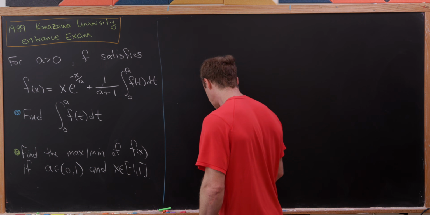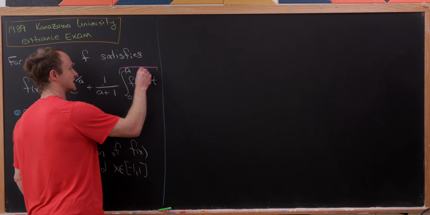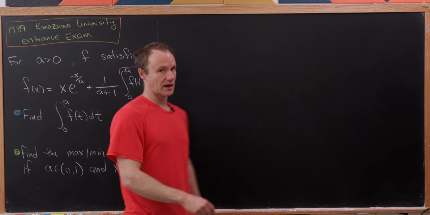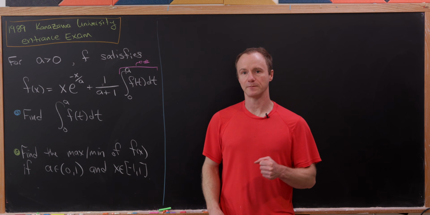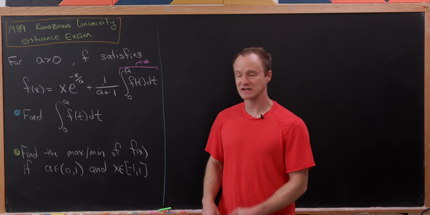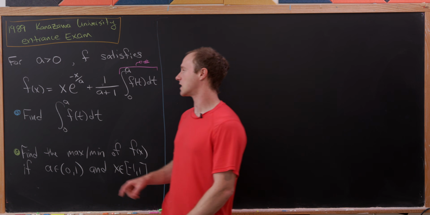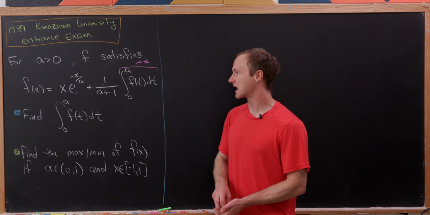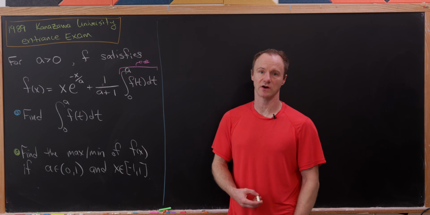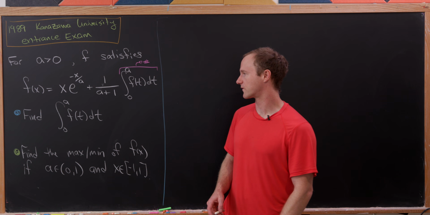But before we even get started, let's observe that this integral right here is, well, it's just a number. And what does that really mean? Well, that means that this second part, which says find the maximum and minimum of f of x under some conditions, only depends on this first bit, this x times e to the minus x over a. But anyway, let's do this first part first.